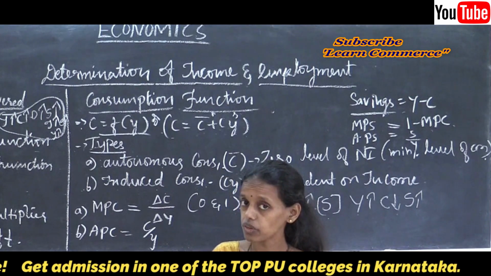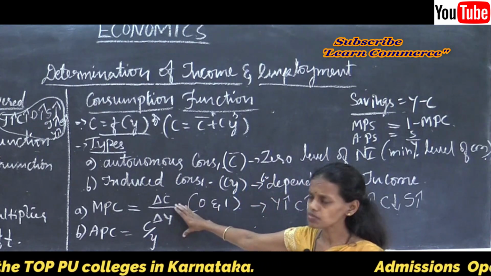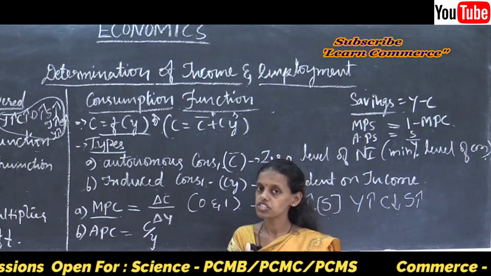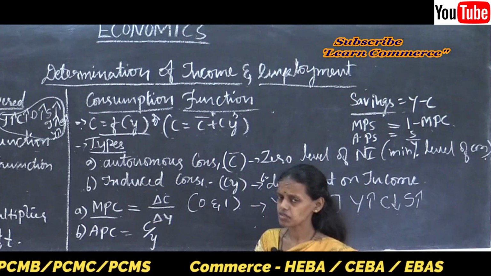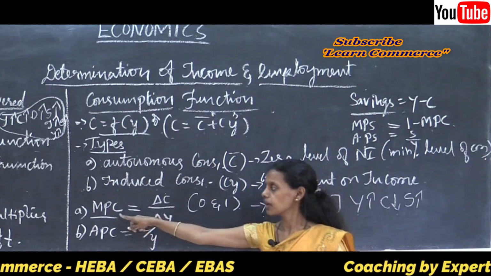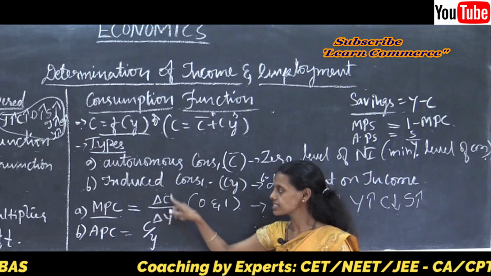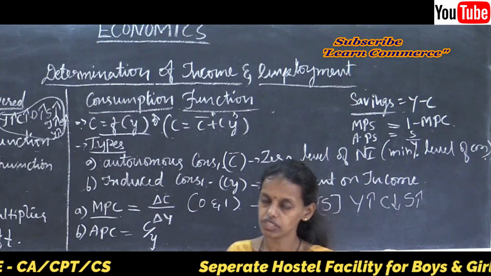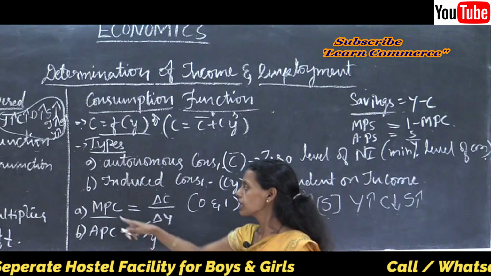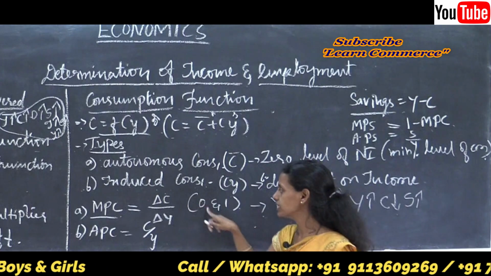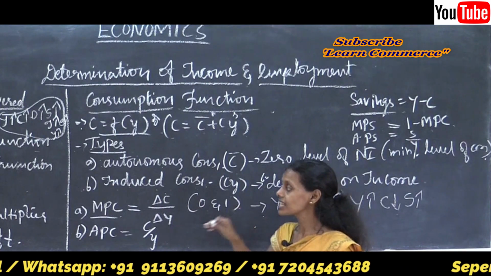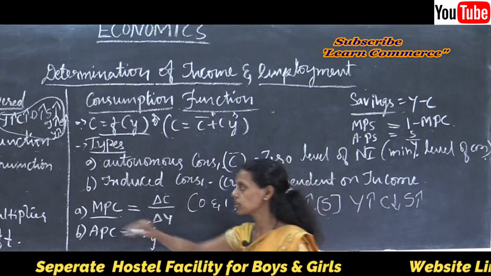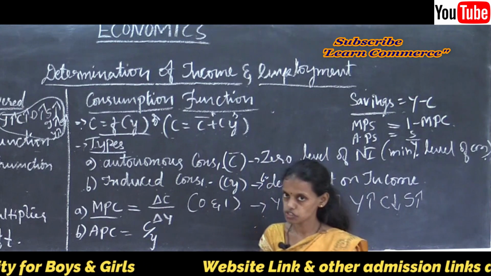So, we should understand some concepts here. One is MPC, marginal propensity to consume. What is this MPC? The formula to calculate MPC is MPC is equal to delta C by delta Y. MPC always lies between 0 and 1, very important for a 1 mark question. The value of MPC always lies between 0 and 1, meaning the additional capacity of an individual to consume goods is called marginal propensity to consume.